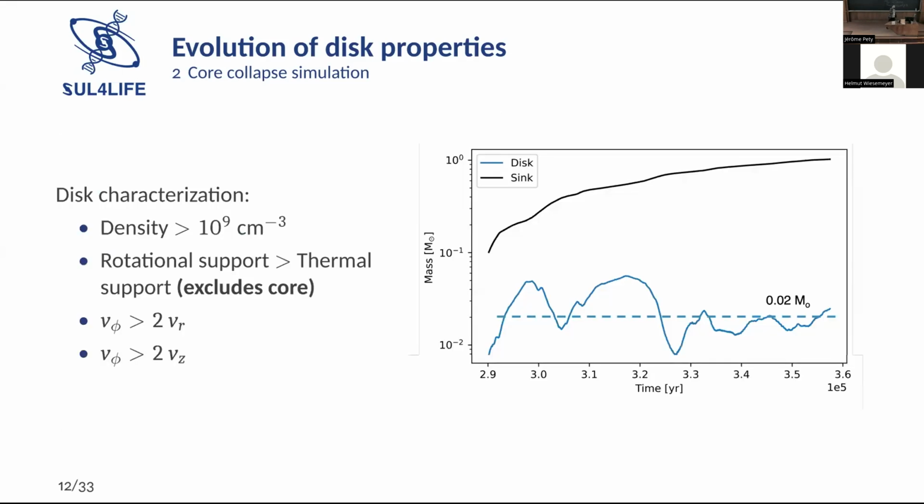We can also calculate the mass, considering all the cells that satisfy this criteria. The mass is around 0.02 solar masses and stays relatively constant during the simulation.